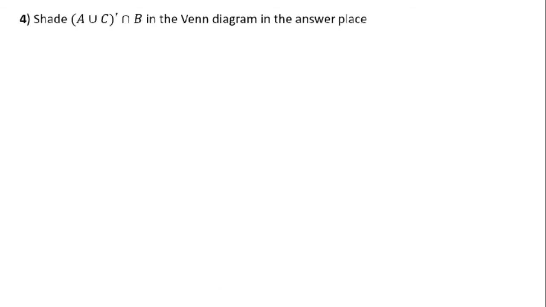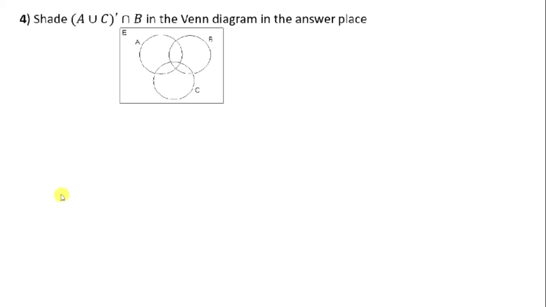Question 4 is saying shade, open your brackets, A union C, close your brackets, complement intersection B in the Venn diagram in the answer space. So we have the Venn diagram E. We have set A, set B, and set C. So the Venn diagram shows all the elements under discussion.